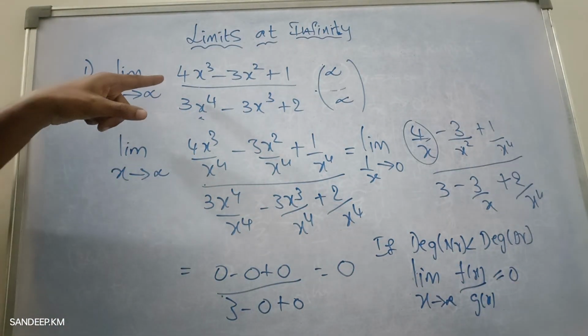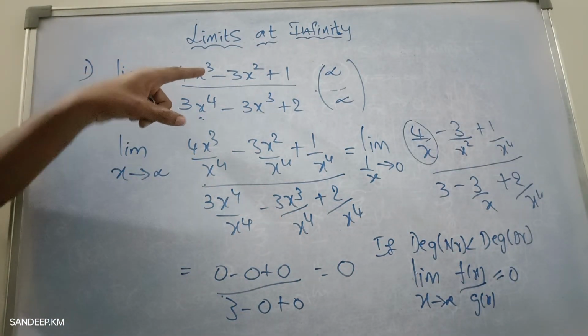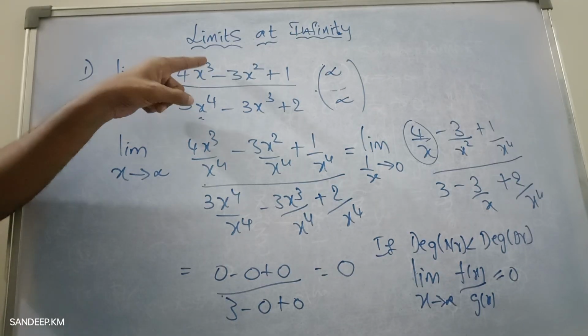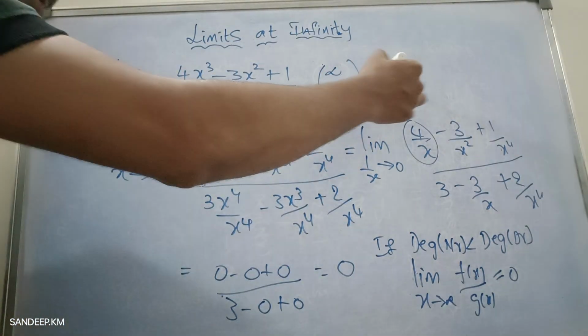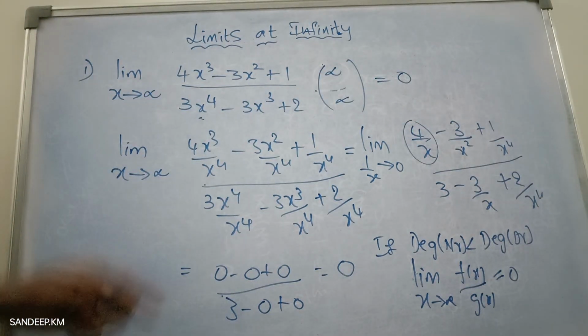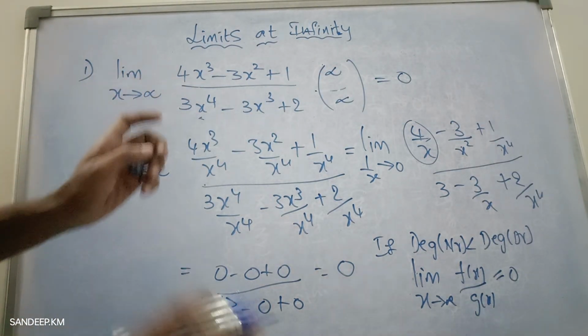In this case, the degree of the numerator is 3 and the degree of the denominator is 4. The degree of the numerator is less than the degree of the denominator, correct or not? Then what is the answer? Directly we can write the answer as 0, because the degree of the numerator is lesser than the degree of the denominator.